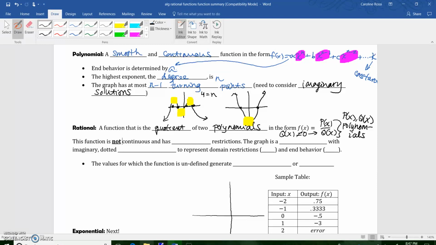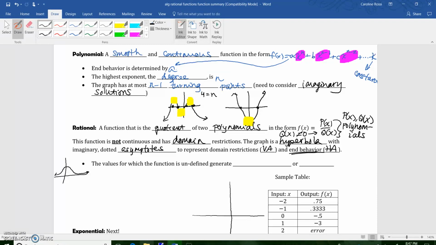Now this function is not continuous. It usually isn't continuous. Remember, sometimes we had those rational functions that did something like that, and there was no vertical asymptote. So it usually is not continuous. It'll have domain restrictions. The name of the graph is a hyperbola with imaginary dotted asymptotes. That was a big vocab word for this unit. To represent domain restrictions, which would be vertical asymptotes, and end behavior, which is horizontal asymptotes.